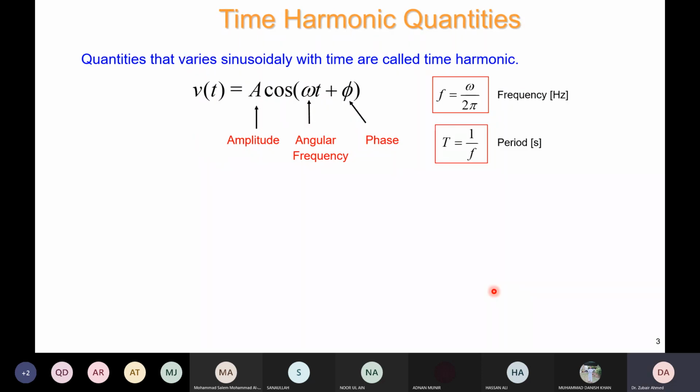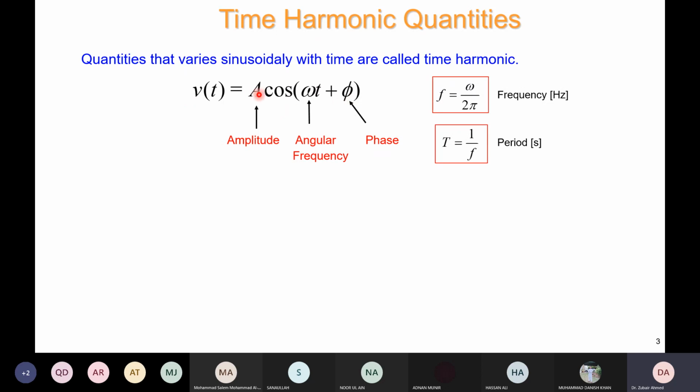So let's first study what is meant by time harmonic quantities. The quantities that vary sinusoidally with time are called time harmonic quantities. Sinusoidal quantities can mathematically be written as a function of sine or cosine, but we will use cosine as our reference. If we have a sine signal, we will express it in terms of cosine, as we did in the network analysis course. So this is a typical expression for a sinusoidally varying or time harmonic voltage signal.